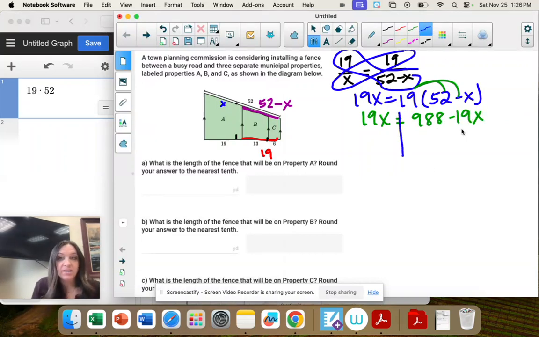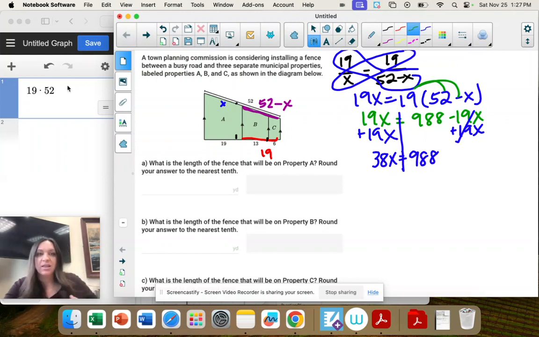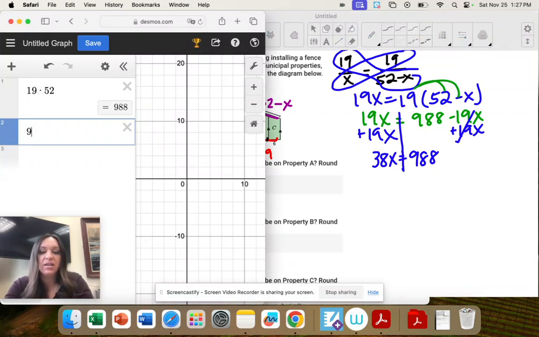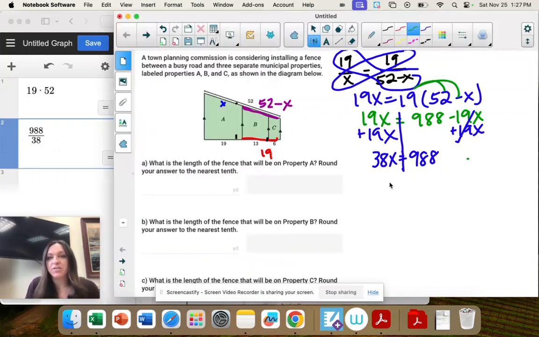I'm going to get my X's together, so add 19X over here. 19 plus 19 is 38X equals 988. And then we're going to divide. So 988 divided by 38 is 26. So we just found out that this length is 26.